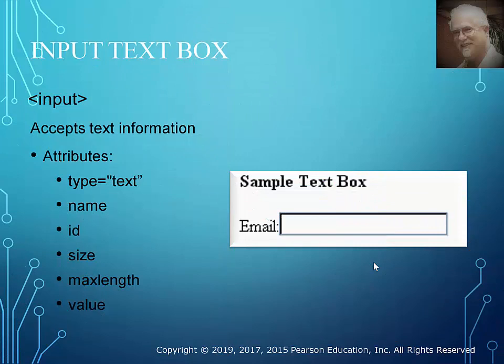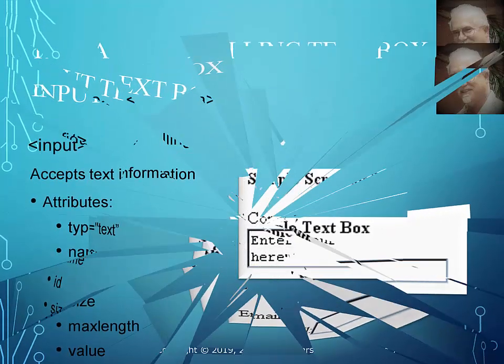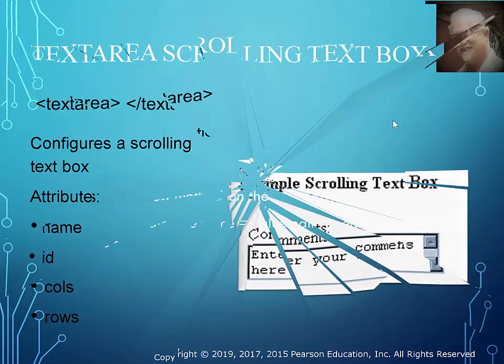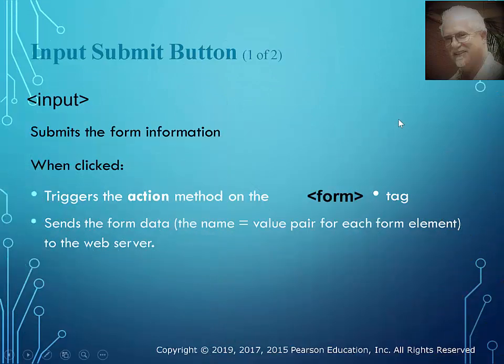Okay, I mentioned the input box, a lot of different types of things in the input box. You have different attributes like text, you can have name, ID, size, max length, and value. We're going to come back to that max length in a second here. Text area, we talked about that as a container. You see beginning text area, end text area. It creates this kind of a scrolling box, name, ID, columns, and rows. And again, there should be a size or length attribute you can put in there as well.